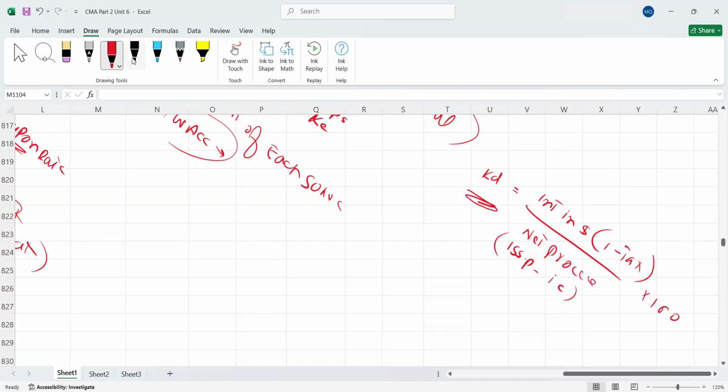But otherwise, don't take the tax factor here. Just take the interest divided by net proceed times 100. So once you have got the answer, once you have got the KD, then you can multiply by 1 minus tax. This will also give you the same answer. So whichever way you find easy, you can use that one.